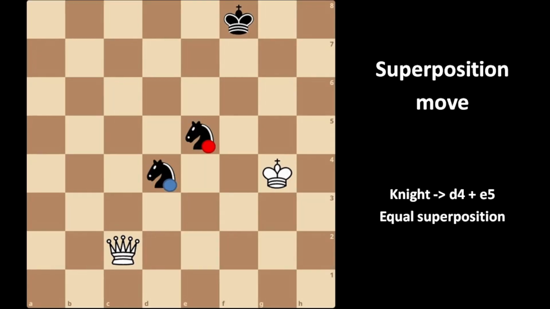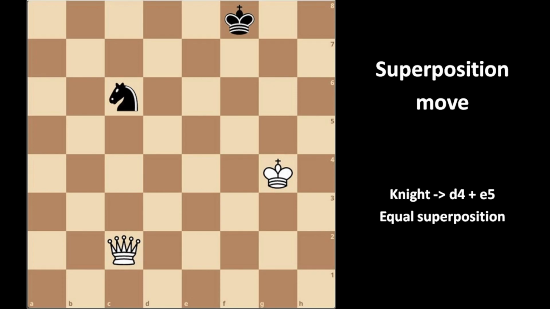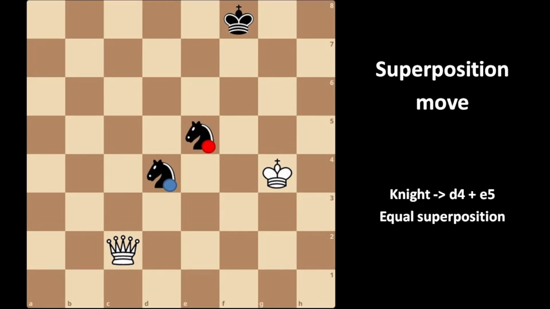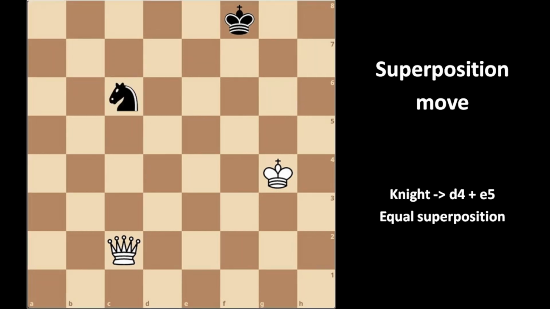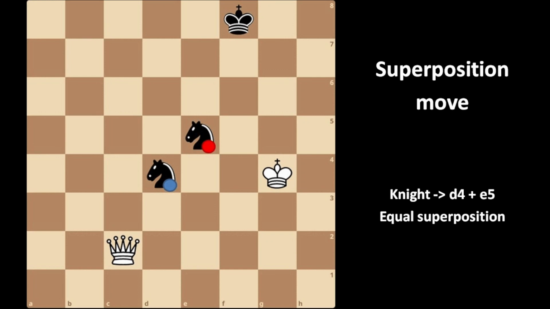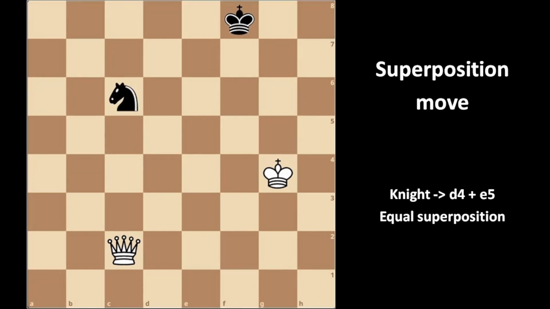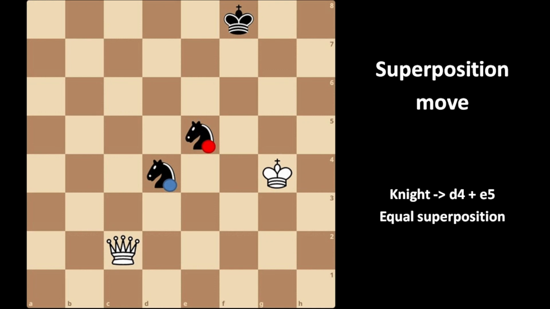This is an example for a superposition move. The knight, the conventional piece, is replaced by two pieces of a corresponding indefinite pair instance. Two indefinite pieces are paired. They represent the conventional piece in a superposition state of being on two squares at once, e4 and e5. If both marks point to the same direction, it is called an equal superposition move.